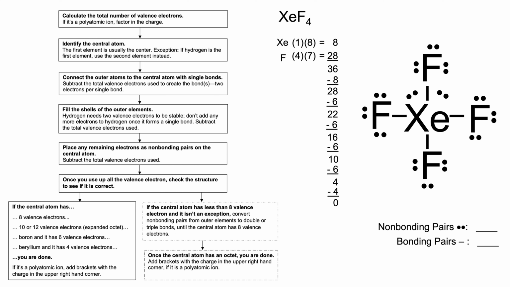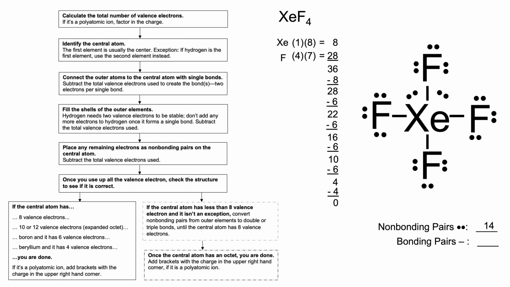Now I've used up all of my electrons. When I check xenon, it has 2, 4, 6, 8, 10, 12 valence electrons. This is an example of an expanded octet, so it's done. Sometimes you can look at a formula and see that it's going to be an expanded octet. The central atom is going to have like 5 or 6 things on it. Other times, like xenon tetrafluoride, you have to go through all of the steps to then see that it's going to have an expanded octet.